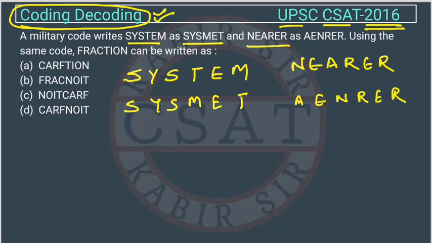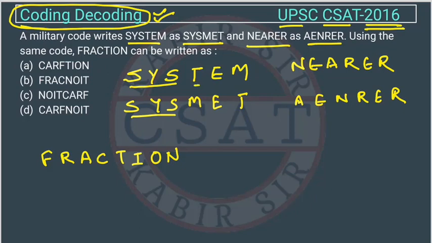See, if we write it like this below, it's very easy to find out the logic, right? Using the same code, how will the fraction be written in that military code? So this is the question. First of all we will see, what is happening? This is 3 sys and this is the same sys, and what is happening with this TEM? This is becoming MET. So we are just reversing these letters. The last letters are getting reversed, right? So this was TEM, and they have converted it into MET.